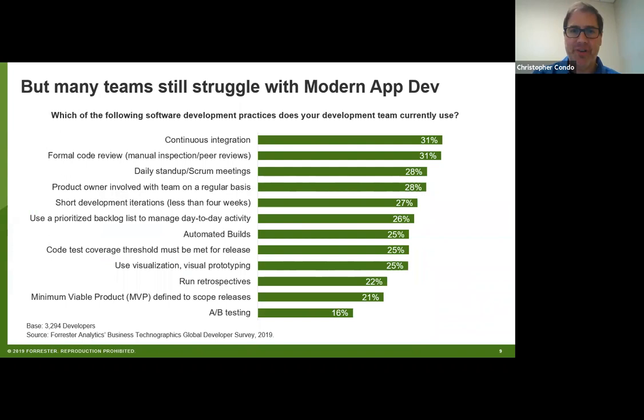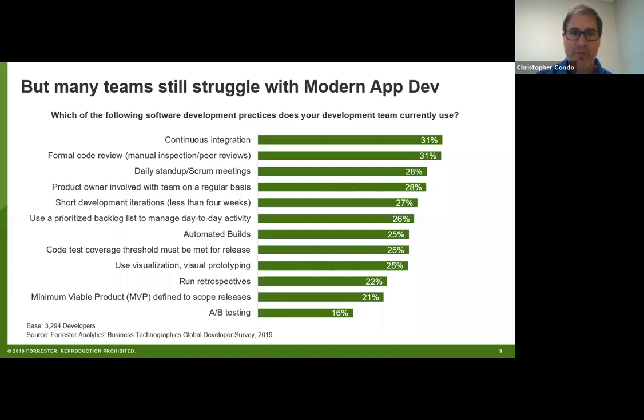But here's another interesting thing, right? So you think about, all right, we have new tools, we have new technology, we realize that going faster is important, we realize that being collaborative and whatnot is important, yet when you break down the various technologies, which of the following software development practices does your development team currently use, what do we see? Continuous integration at 31%. That's really low. That number should be at 100%.